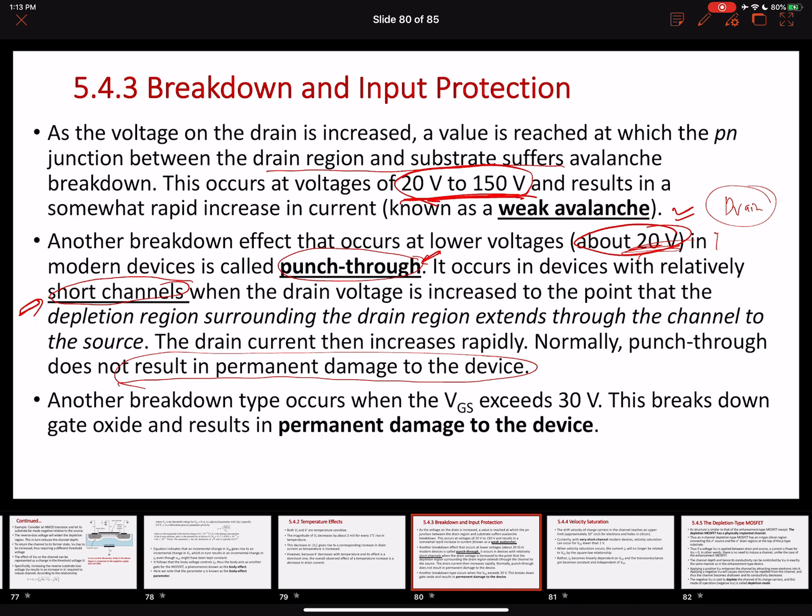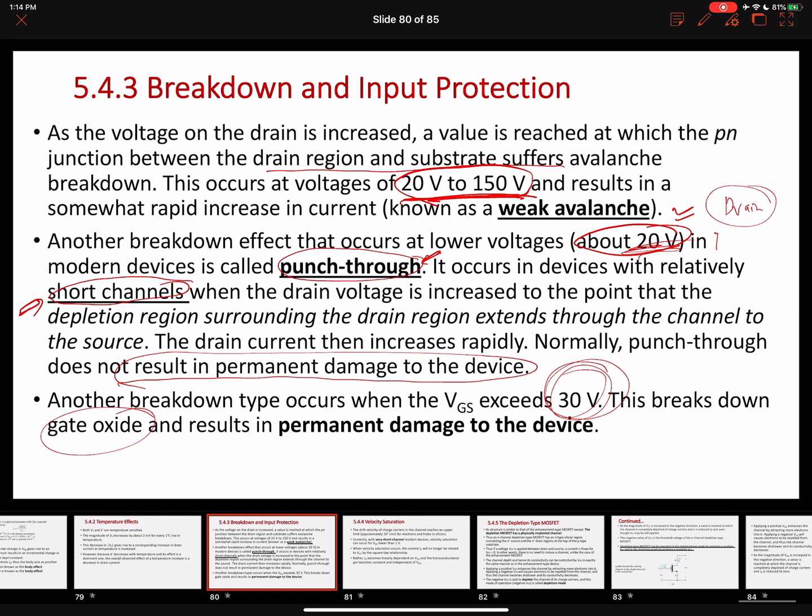However, it's important where that high voltage is applied. For example, if you are applying a high voltage, approximately 30 volts, to the gate terminal, in between the gate and the source, this will result in permanent damage to the device, because this will break down the oxide layer, right? So this will result in a permanent breakdown of the device. So it's important to understand the effect of the breakdown or the operational voltages of the MOS transistor.